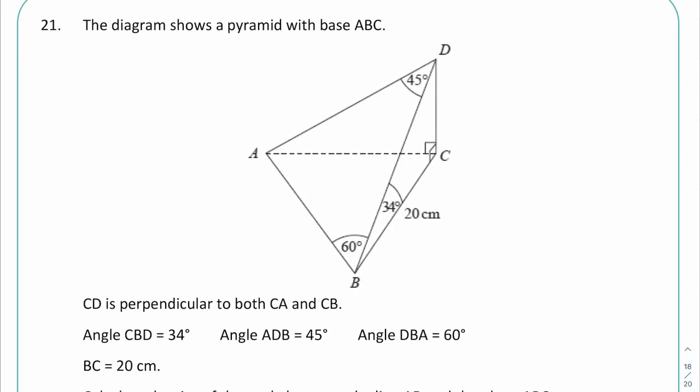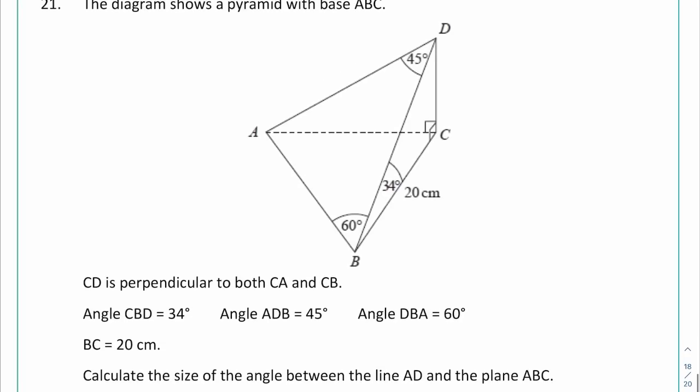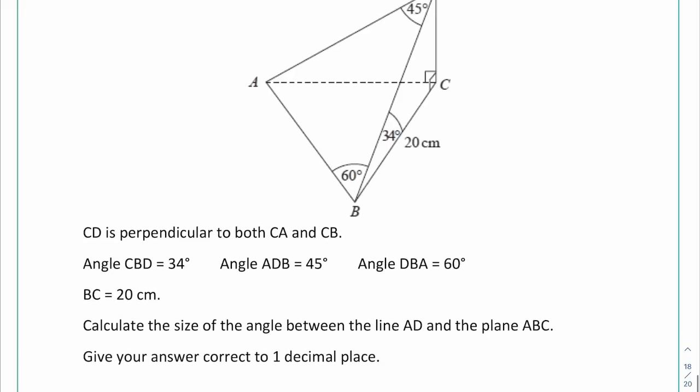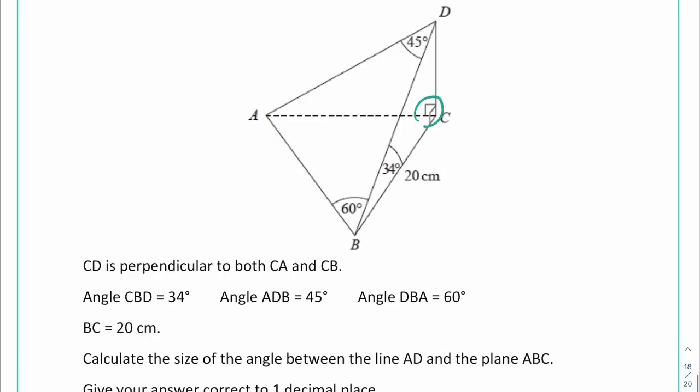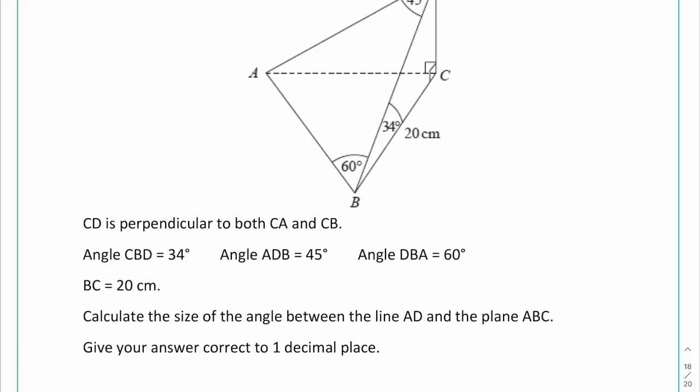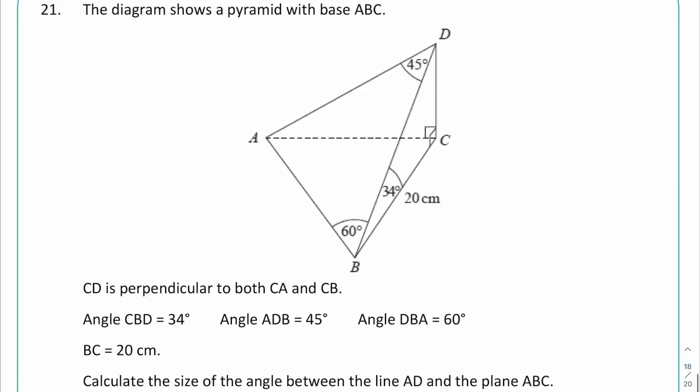Okay, so for this question, we have some 3D trigonometry. So it says here we have a pyramid with a base ABC. CD is perpendicular to CA and CB, and we can see some right angles drawn over there. We have angle CBD is 34, that's given to us. We've got the 45 and the 60, they're all on the diagram. B to C is 20, also on the diagram. Calculate the size of the angle between the line AD and the plane ABC.